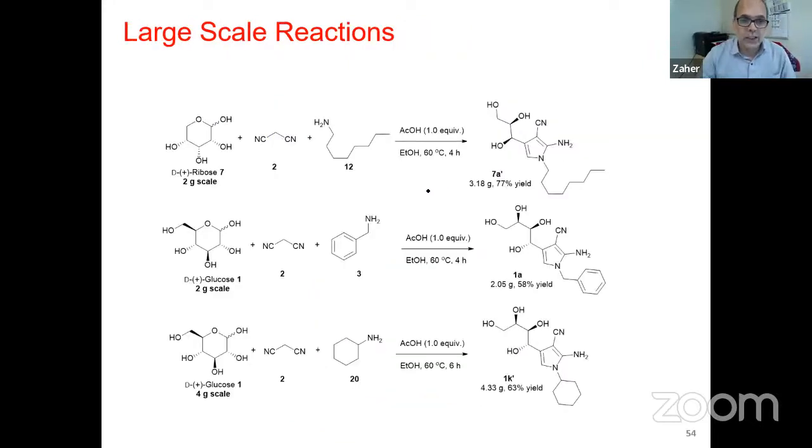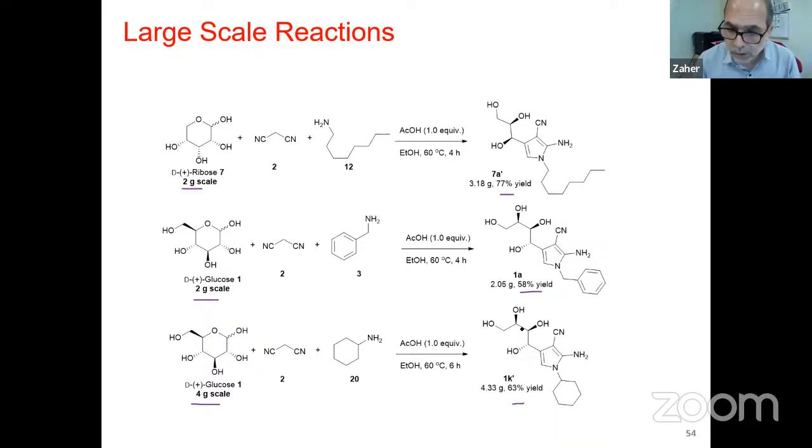Okay, this reaction also is done on large scale. And if you notice here, because we did the reaction on 2 gram, and again 2 gram here, this is done on 4 gram, even higher scale. And in all cases, we are able to obtain excellent yield of the product, although here is a little bit to the lower side.